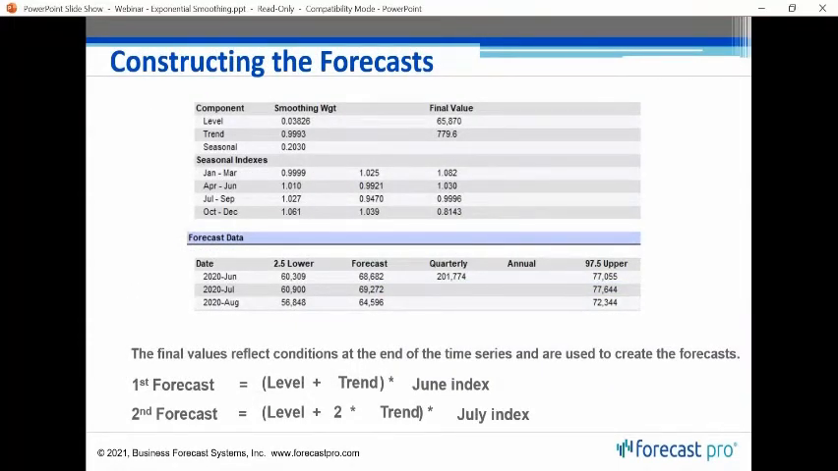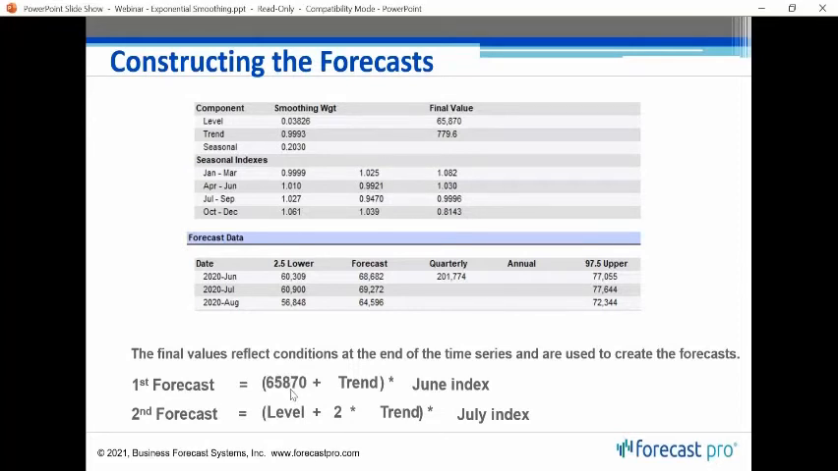The final values are reflecting conditions at the end of the data set. What is the final value for the level, the trend, the seasonal indices? Those are shown as an output on the forecast report, and you can actually use them directly to build the forecast, and that's what's shown down here on the slide. So the first forecast that we're going to generate will actually be for June of 2020. We're going to start at the level.